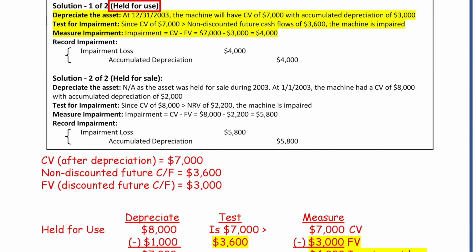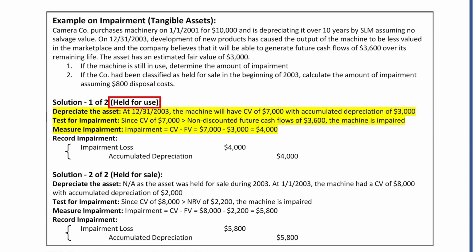Now, I want you to go up again and look at the second scenario. It says, if the company had been classified as held for sale in the beginning of 2003, calculate the amount of impairment assuming $800 disposal cost. So the fair value is $3,000. The disposal cost is $800. So, just below the box, where we have made a note of carrying value and fair value, I want you to write NRV equals $3,000 minus $800 equals $2,200.